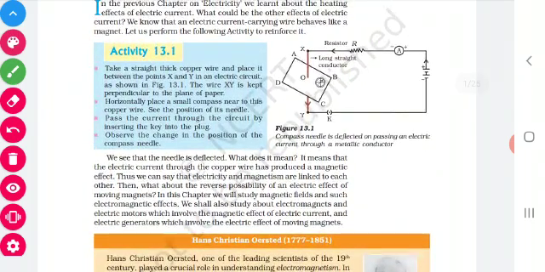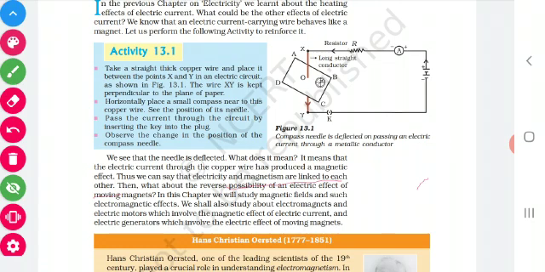So what does it mean? It means that electricity and magnetism are closely related to each other. That is, when current is passed, some magnetic effect is created. Have you all understood, children? In this class we are going to see this in detail.